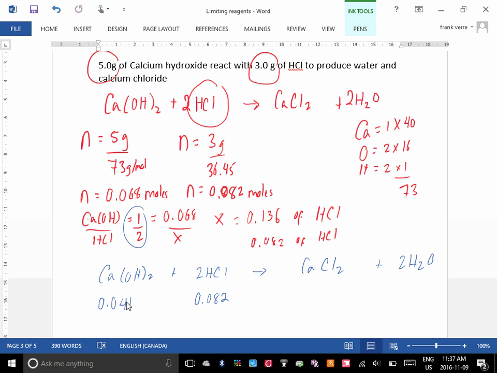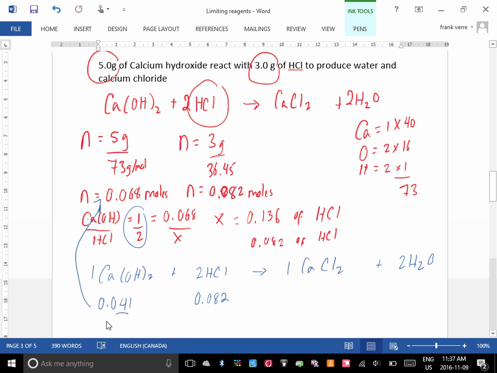Do we have more than 0.041 moles of calcium hydroxide? Yeah. So you can see right here, we have more. Remember, calcium hydroxide is not the limiting reagent, so we have more of it. Now, your calcium chloride, how many moles of calcium chloride would you make, theoretically? The ratio of calcium hydroxide to calcium chloride is 1 to 1.